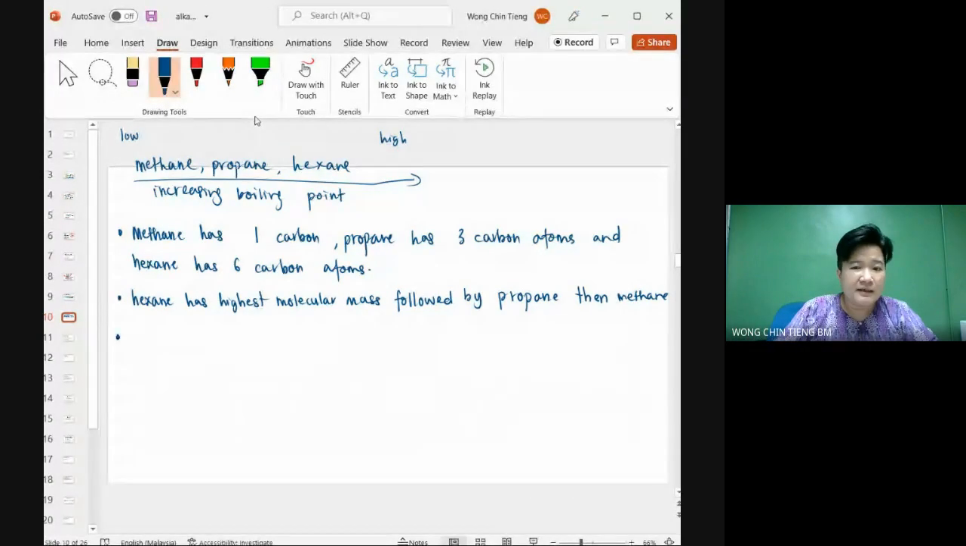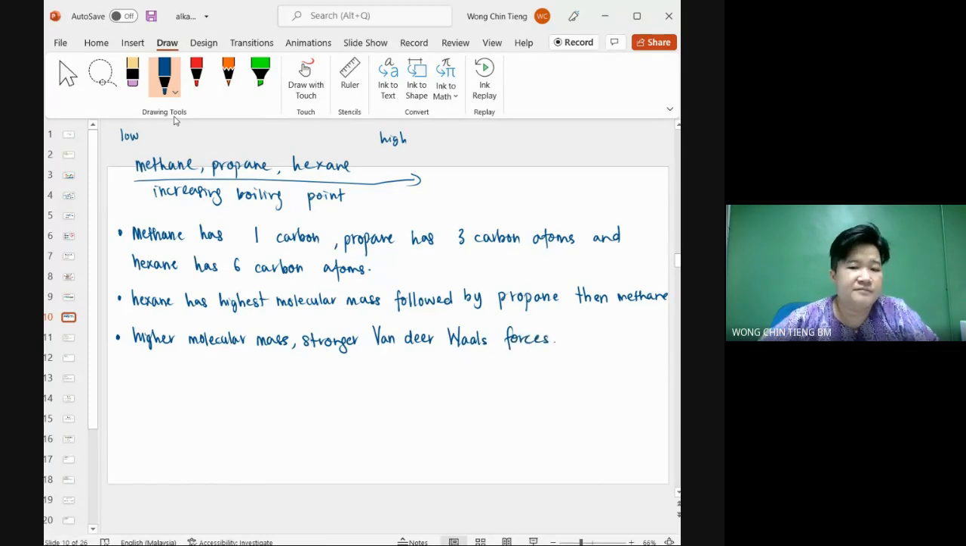So bagi tahu balik, this one $1 million statement. Alright, ayat ketiga ni wajib kena ada. Higher molecular mass, stronger van der Waals forces. Van der Waals forces adalah V besar, D kecil, W besar. Okay. Ayat ni wajib kena ada: higher molecular mass, stronger van der Waals forces.